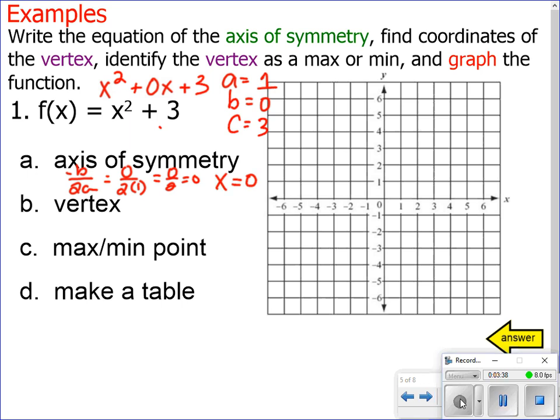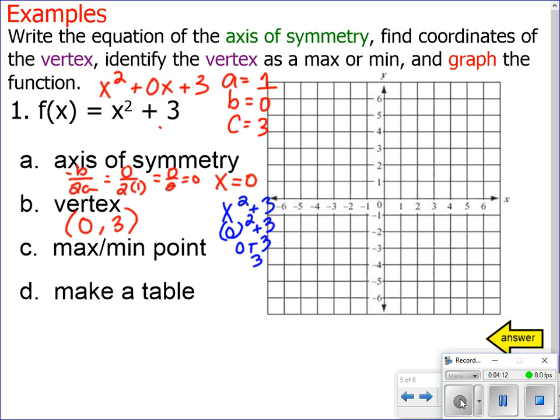Now that I know that the axis of symmetry is 0, I also now know the x-coordinate for my vertex. My x-coordinate will be the same as the axis of symmetry, which is 0. Now that I know that, if I take my original equation, which was x squared plus 3, and I substitute 0 in, I can figure out what the y value is. So 0 squared is 0, 0 plus 3 is 3, so I know that my vertex is at (0, 3).